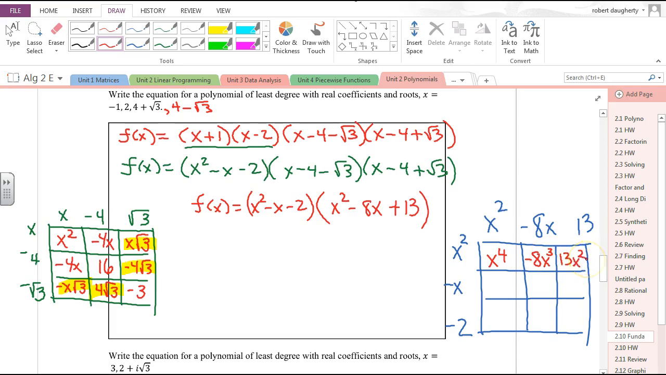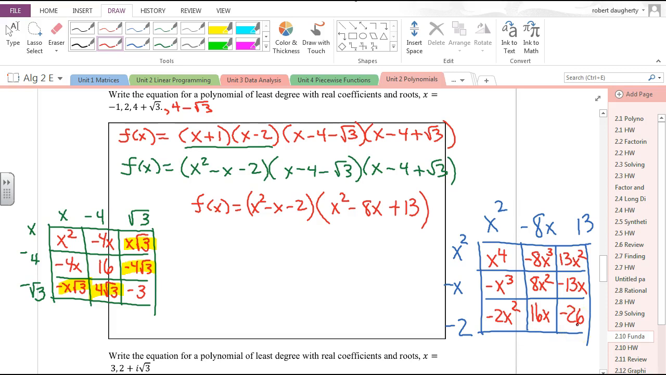13x squared. What is negative x times x squared? Negative x cubed. Negative x times negative 8x. 8x squared. What is negative x times 13? It's negative 13x. Okay. What is negative 2 times x squared? And negative 2x squared. Negative 2 times negative 8x. 16x. Negative 2 times 13.